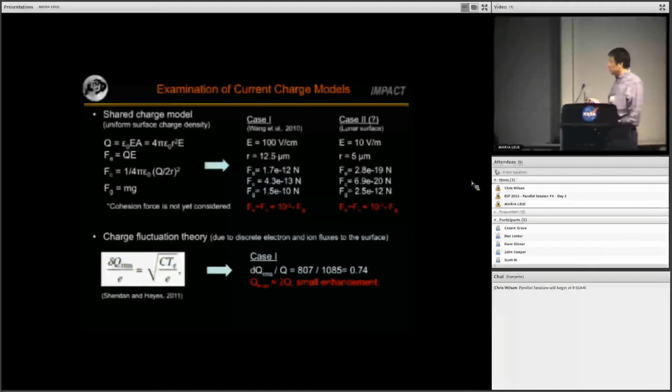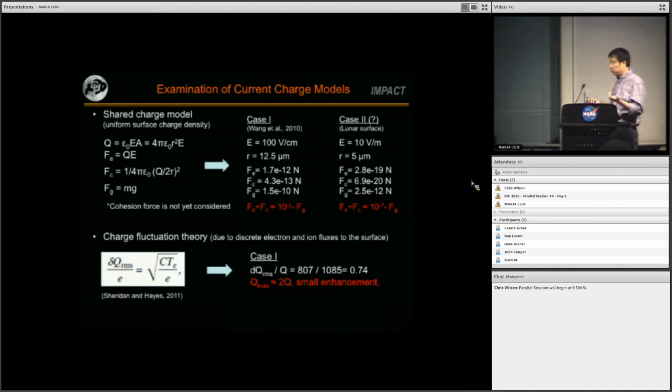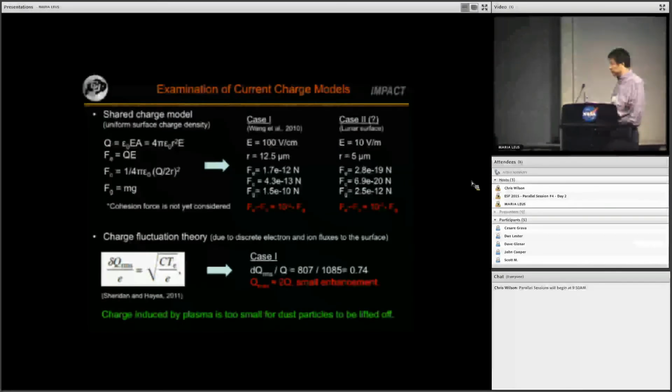Sheridan and Hayes derived this equation with the charge fluctuation theory, which is based on the nature of discrete electron and ion fluxes to the surface. Putting our parameters into this equation, we do see some enhancement on temporal charge, but not high enough. So the conclusion for now is the charge induced by plasma is way too small for dust particles to be lifted off the surface.